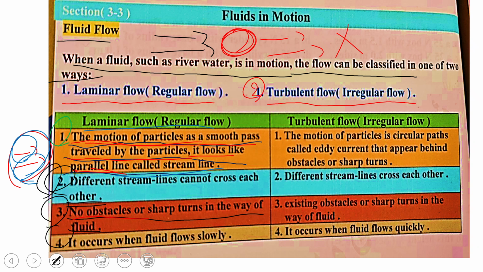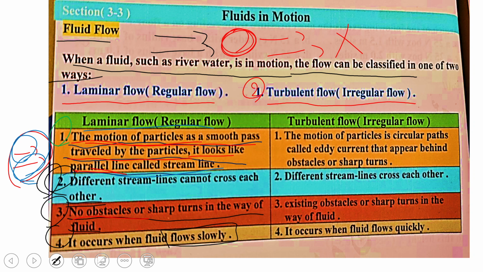The last property, the velocity. This is about velocity, or the speed. It occurs when the fluids flow slowly. They are moving slowly, not quickly.